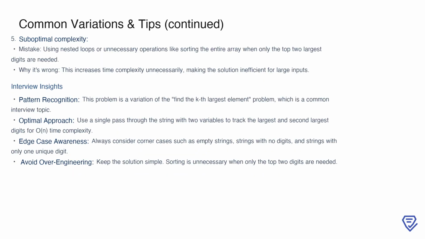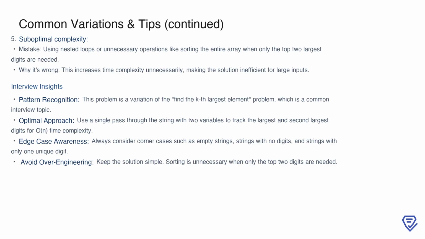Now, another common issue is suboptimal complexity. Some solutions use nested loops or sort the entire array of digits when, in reality, you only need the 2 largest values. This can drastically increase time complexity, making the solution less efficient for larger inputs. Instead, a more optimal approach for this problem is to use a single pass through the string. By maintaining 2 variables to track the largest and second largest digits, you can achieve an O(n) time complexity.